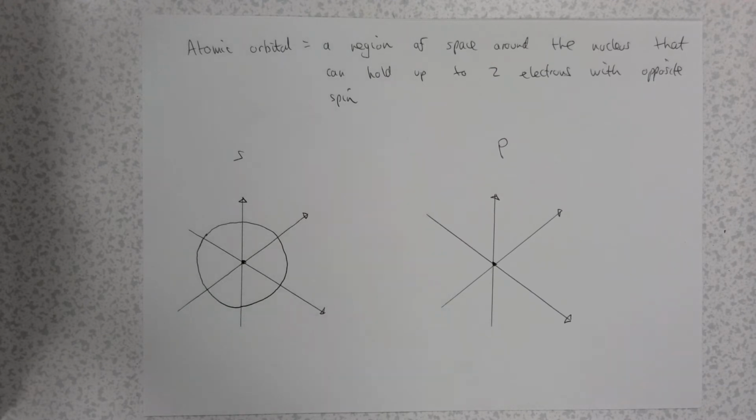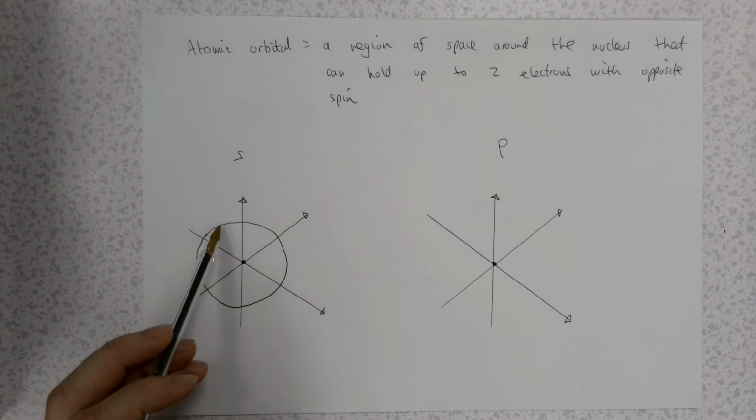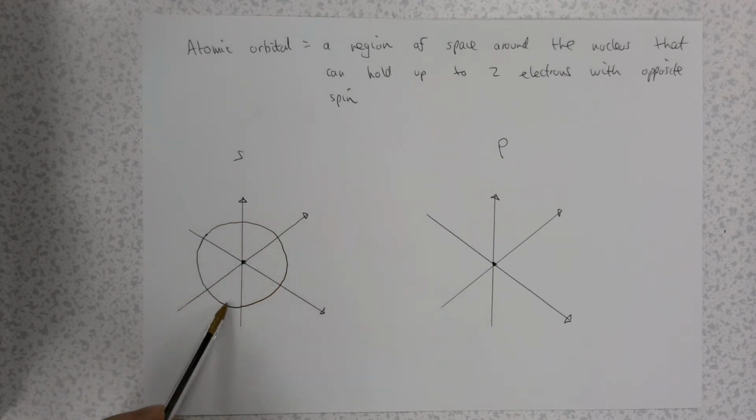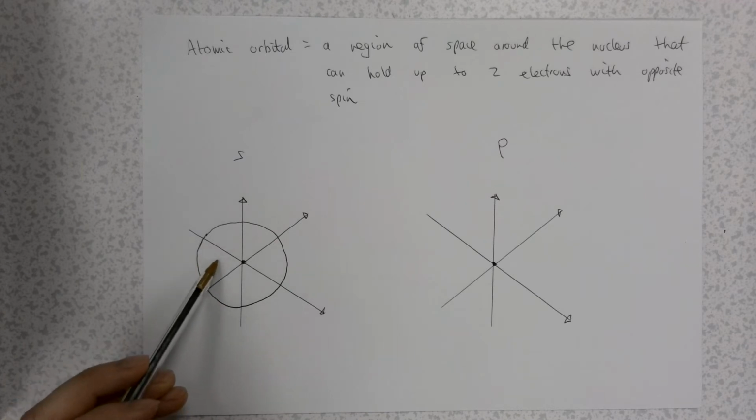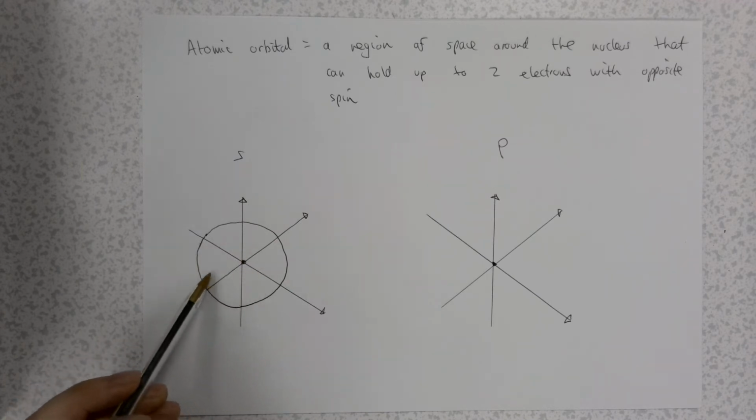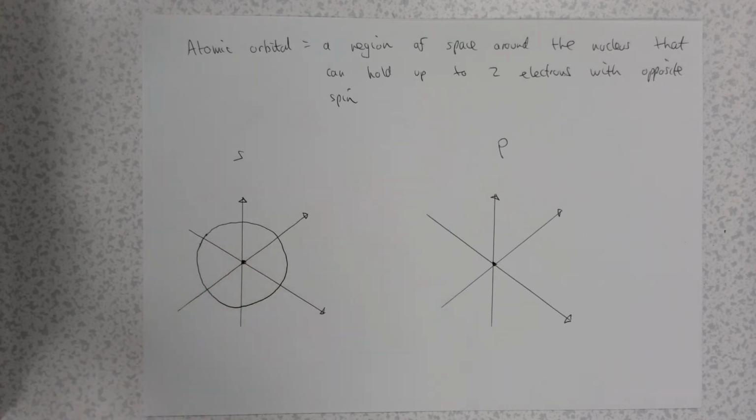Just to really point out, this is not like a planet orbiting the sun. The electron does not necessarily go around the outside here. The electron could be here, or here, or here, or here. It can be anywhere within the sphere. Okay, so what you got taught at GCSE is not quite right. Electrons are not like planets orbiting the sun in any way.